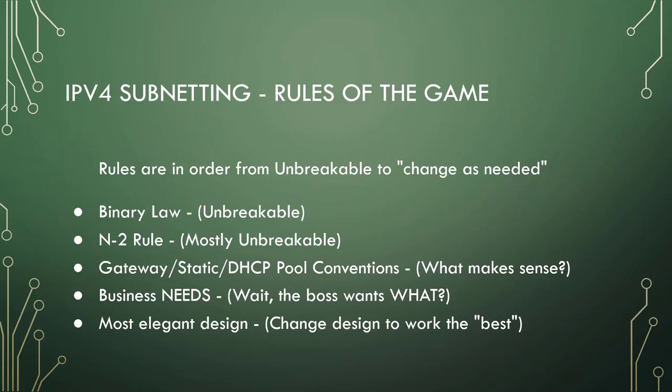We have an N-2 rule, which is mostly unbreakable, although there are a few times it happens. We're going to have where's my gateway, what's my static IP address, where's my DHCP. These are conventions, and they tend to be what makes the most sense. And then we get along to things like business needs, like, wait a minute, my boss wants me to divide it up. Why? This way? Or best practice in my industry is, or I read the white paper on this product and it says I need to do this. Those are business needs, and they're important, but they're a little more malleable than some of our other needs.